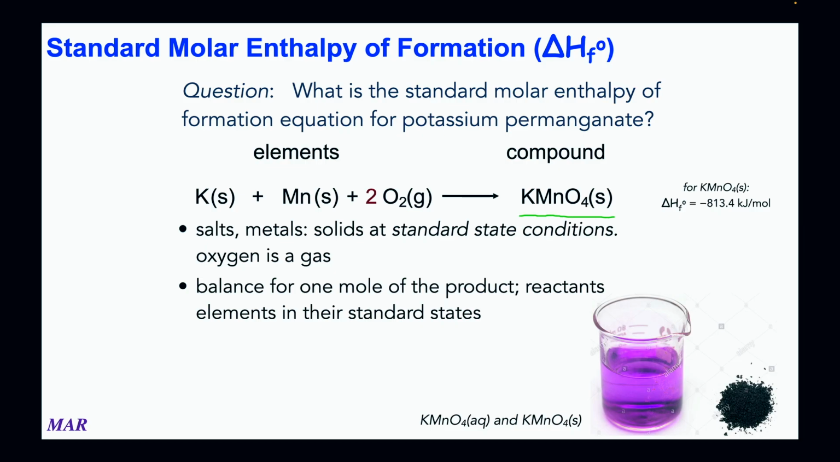So this would be the standard molar enthalpy of formation equation for potassium permanganate. Only 1 mole of product, so there's 1 KMnO4 right there. And the reactants are going to be elements in their standard states. So potassium's normal state is a solid, manganese is a solid, and oxygen is a gas. So 1 K, 1 Mn, and 2 O2s make up 1 KMnO4. And if you look up that value in our thermodynamic table, it comes out to be minus 813.4 kilojoules per mole. So if you form KMnO4 from the elements, that's the energy you're going to get off. And you're getting it out because it's exothermic, all right? It's a negative number.